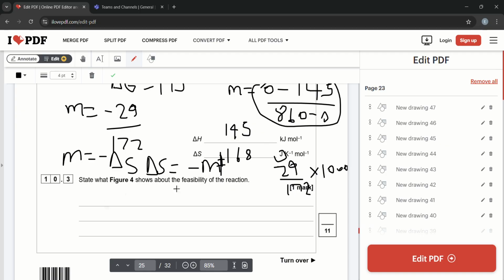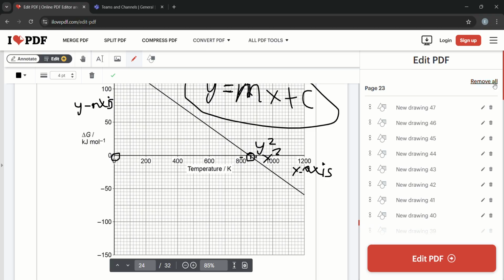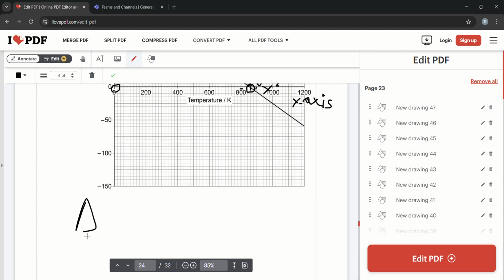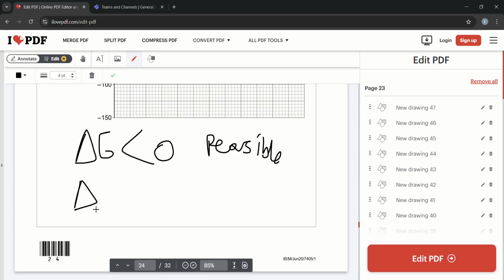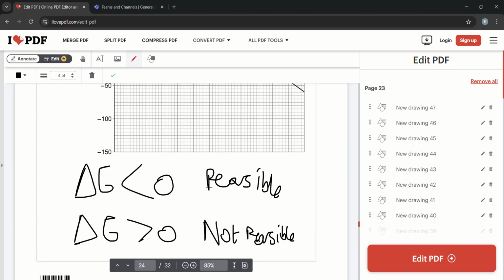And then say what figure 4 shows about the feasibility of the reaction. Remember when delta G is less than 0, the reaction is feasible. However, when delta G is greater than 0, not feasible. If you just learn those two key details, when they ask you about feasibility, it's usually the same type of questions.